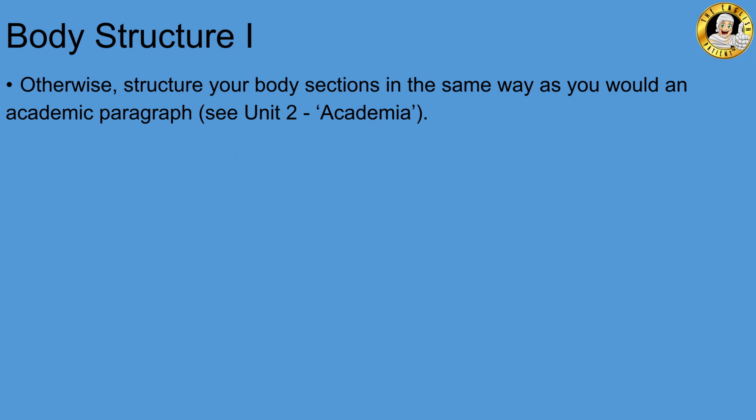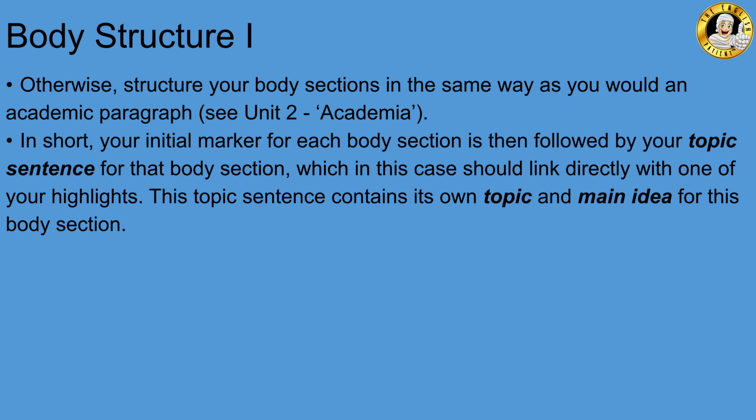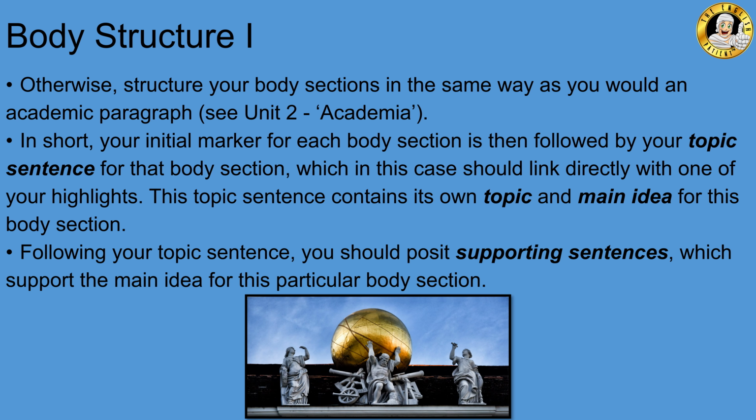Now, otherwise, your structure in your body sections is exactly the same as that we have seen already in Unit 2's Academia for an academic paragraph. In short, your initial marker for the body section would be followed by your topic sentence for that body section, which should link again directly with one of your highlights. Now, this topic sentence contains its own topic and its own main idea for this body section. Following your topic sentence, you should posit supporting sentences which go on then to support the main idea for this particular body section.